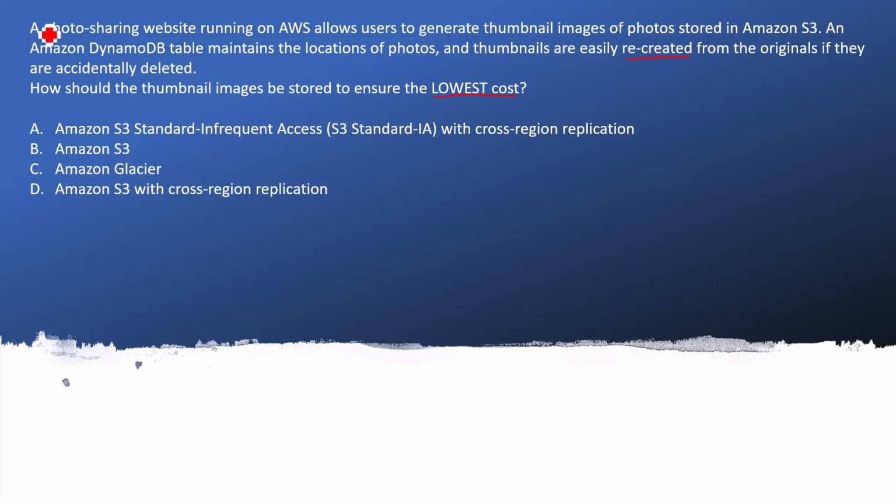One thing is that a photo sharing website running on AWS allows users to generate the thumbnail images. So if a user is creating the thumbnail, it might be that the user is accessing it again and again, and the gallery application is showing those thumbnail images. In the question it is not mentioned whether these thumbnails are used frequently or infrequently.